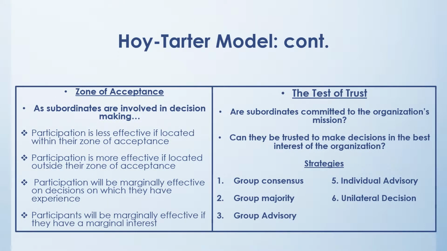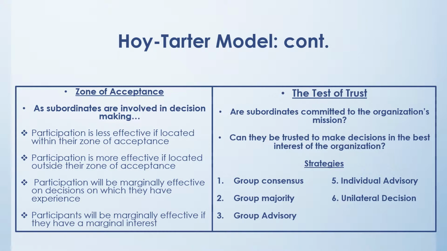We're going to continue with the Hoy-Tarter model, the zone of acceptance. As subordinates are involved in decision-making, participation is less effective if located within their zone of acceptance. Participation is more effective if located outside their zone of acceptance. Participation will be marginally effective on decisions on which they have experience. Participants will be marginally effective if they have a marginal interest.